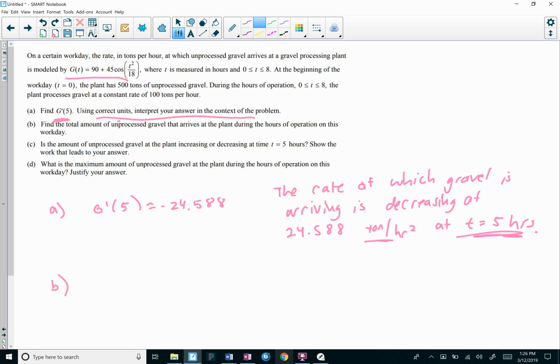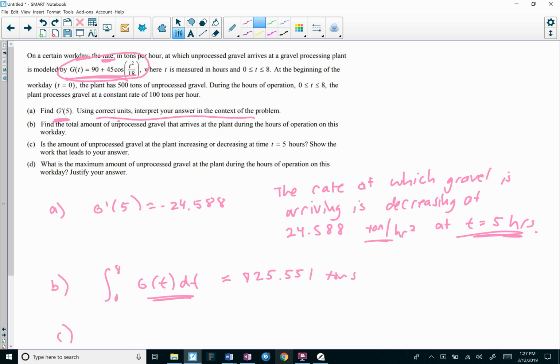Okay. Part B, find the total amount of unprocessed gravel during the hours of operation. Well, G of T is the rate of unprocessed gravel. So we want to go backwards. We want the amount. That's the function, not the derivative. Remember, this is the derivative because it's a rate. So I want to do the integral from 0 to 8 of G of T dt. Right? Because this is in tons per hour. So if I take the antiderivative, I just get tons. So calculator, I get 825.551 tons. That was worth a whopping 2 points. I thought that was a pretty easy 2 points if you understand that this was the derivative. This is the rate in tons per hour.